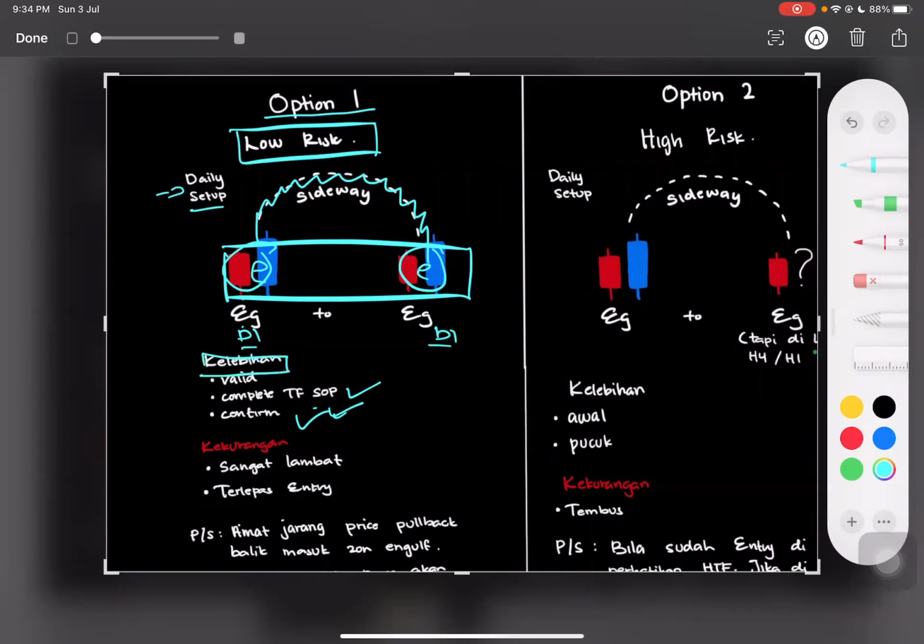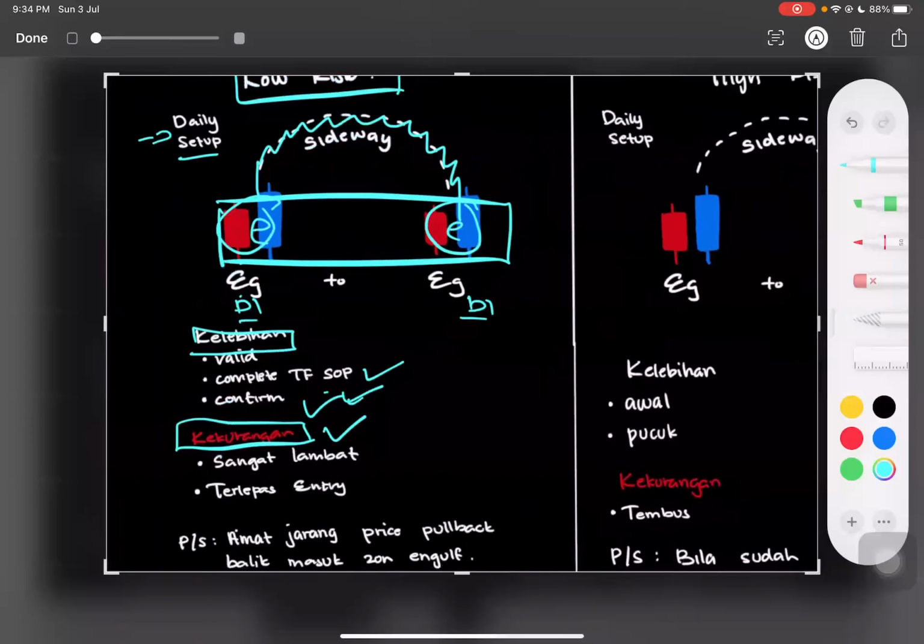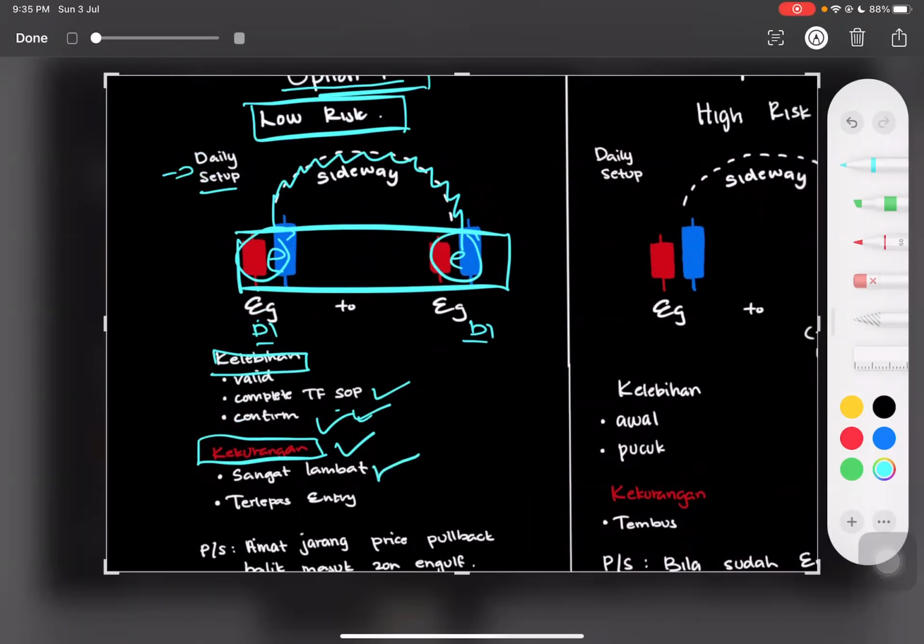How about the cons? We have pros and cons, right? So the cons is usually if you use this first option, you're really going to wait a longer time, because let's say if you want to wait for daily to create engulf to engulf on this right side, it's going to take a few days, right? 1 day, 2 days. Maybe after closing the candlestick, you want to wait for the pullback, it will take another 1 day, 3 days. Oh no, I'm not going to wait that long, right? So that was the cons also. And one more thing about the cons of this setup is usually you're going to miss your entry.